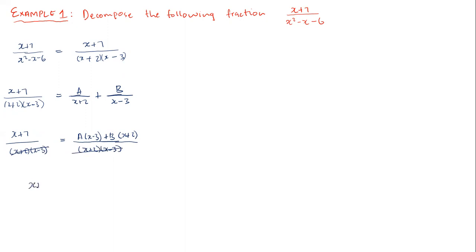We're going to have x plus 7 equals a times (x subtract 3) plus b times (x plus 2). Now we have the equation that looks like this. Remember, we need to solve for a and b. That's our aim, so that we can rewrite those numbers over there, and therefore this fraction is now decomposed. So to do that, this is what we are going to do.